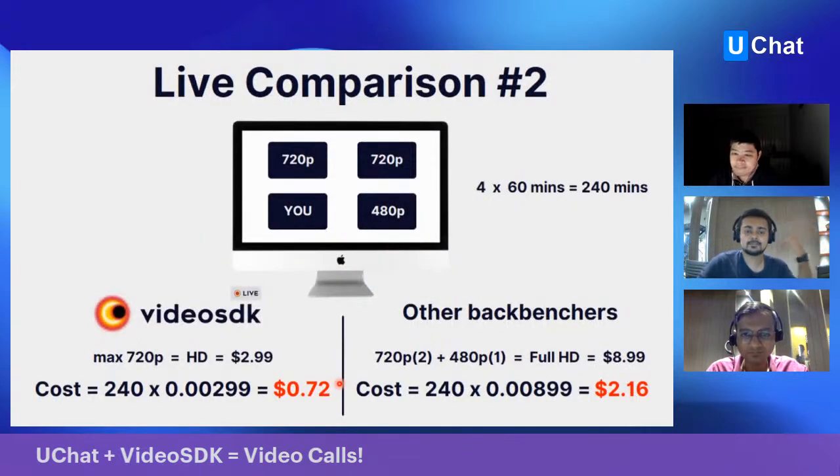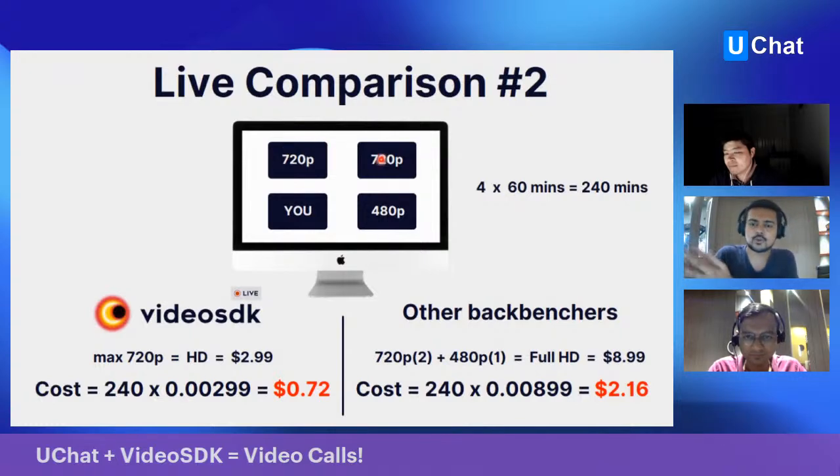Now, let's say we are having a small group meeting. This is a kind of little advanced comparison. Let's say we are having a four participant meeting. Two of them have a good internet connection, so I'm watching them in 720p. One of them has joined from mobile or from a place where there is no good internet connection, so I would be watching them in 480p or SD resolution.